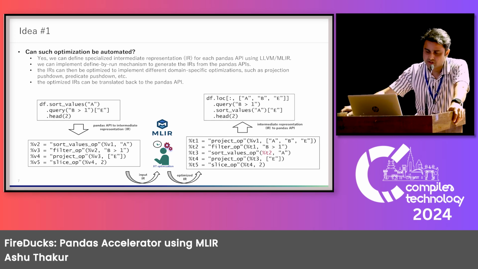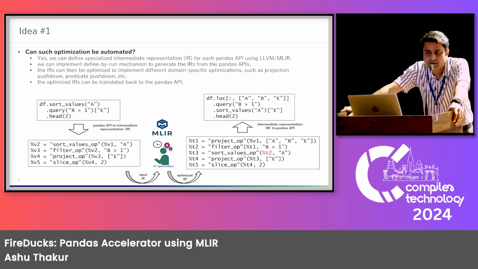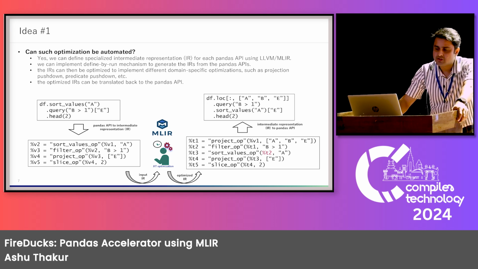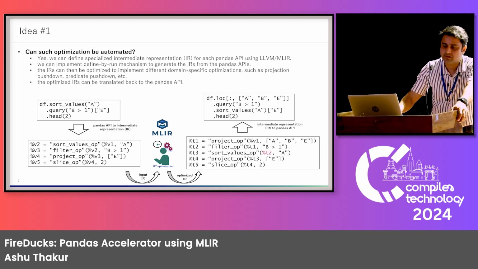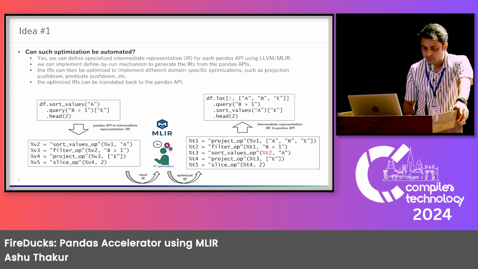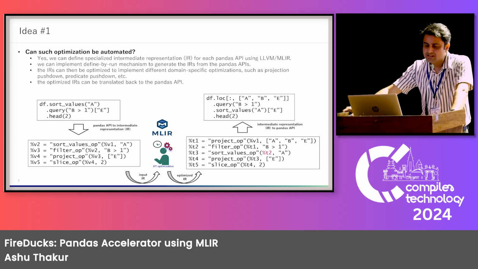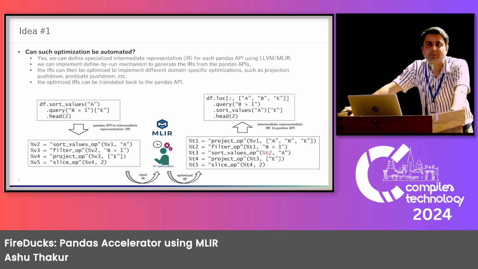We will do the projection on A, B, E column, and once we have done that, we will do the filtration, then sorting, projection on E column, and then slicing up top 2, right? So this is the way we can get an optimized IR. And then what we can do is translate it back to the Pandas API.